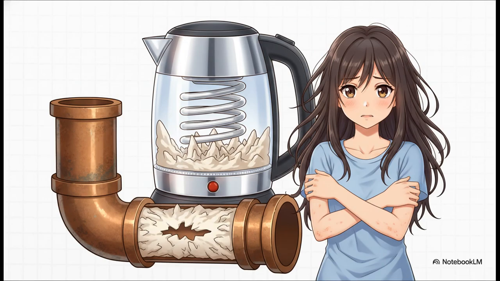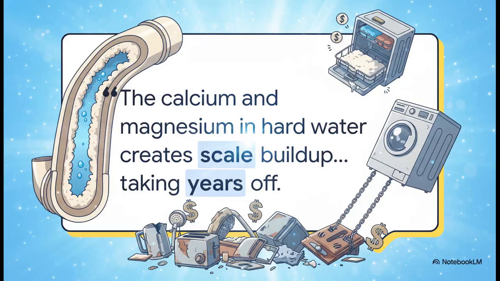And on a personal level, it strips the natural oils from your body, leaving you dealing with dry, irritated skin and stiff, unmanageable hair. As our source material plainly and powerfully states, the calcium and magnesium in hard water creates scale buildup. This scale buildup can take years off the life of your appliances. This is exactly why we measure it. This isn't just a minor aesthetic annoyance about soap scum. It's a major economic issue.